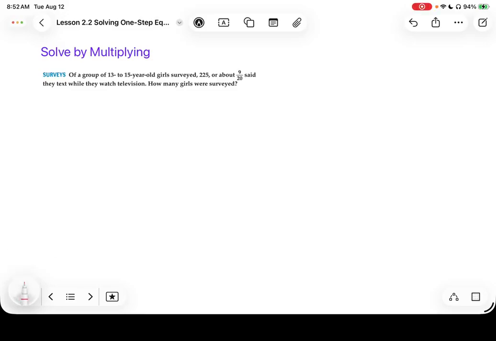Of a group of 13 to 15-year-old girls surveyed, 225, or about 9/20ths, said they text while they watch television. How many girls were surveyed?